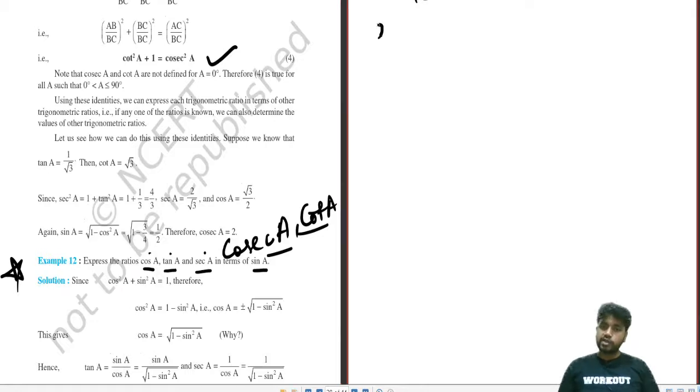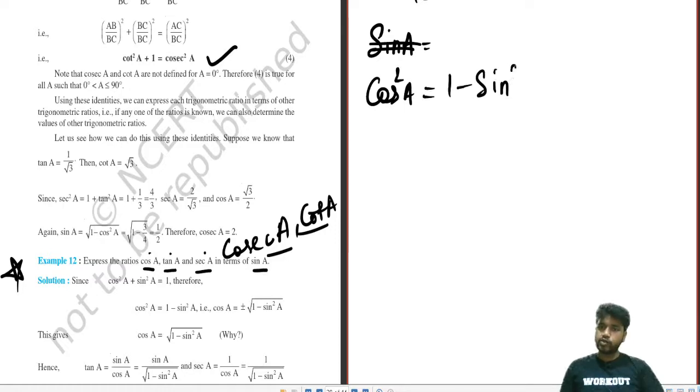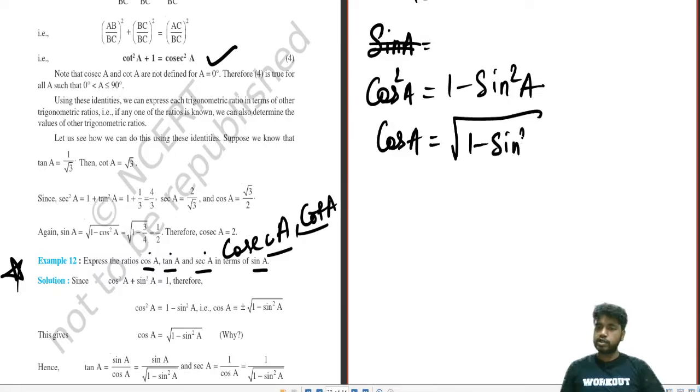Okay, so first of all they are saying, express the ratio of cos A in terms of sin A. So first of all we can do it like this: cos A, we know that cos square A equals 1 minus sin square A. We know this pretty surely from the previous formula. So cos A will be the square root of 1 minus sin square A. This will be positive only because we don't use negative values.